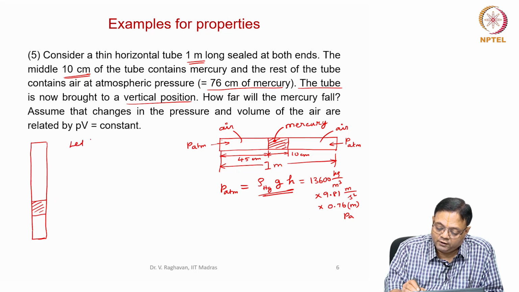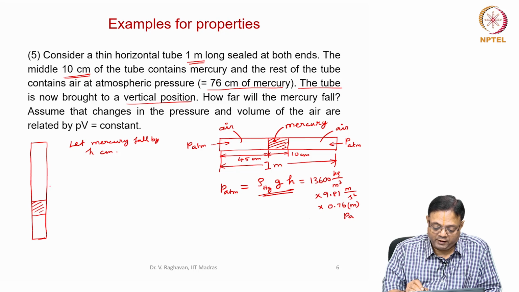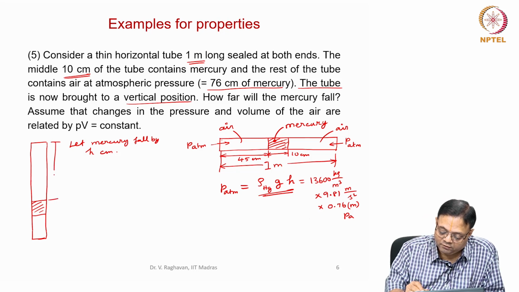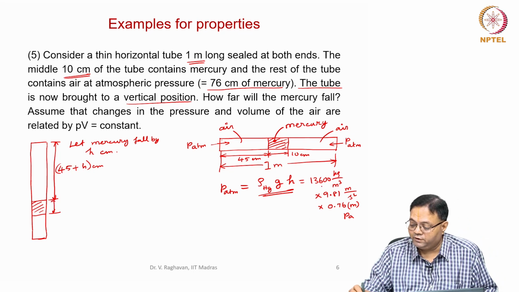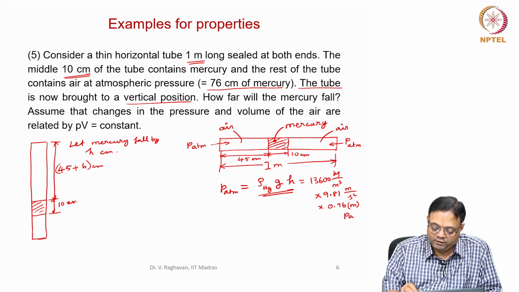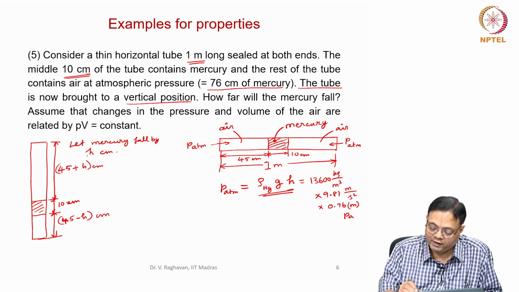So let mercury fall by h, you can take it in centimeters, h centimeter. So now I can draw the heights here. This will be 45 plus h centimeters, and mercury will not deform because it has a very high density. So this will remain as 10 centimeters. Now the bottom height would have reduced to 45 minus h centimeter. So what is h? I want to calculate what h is.